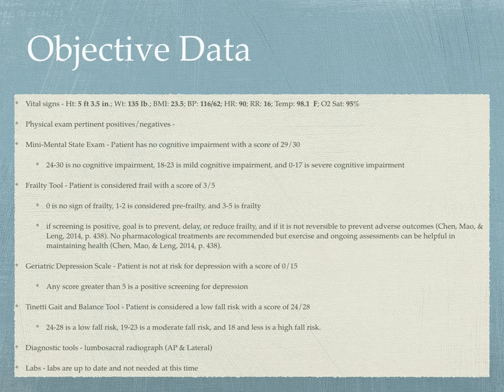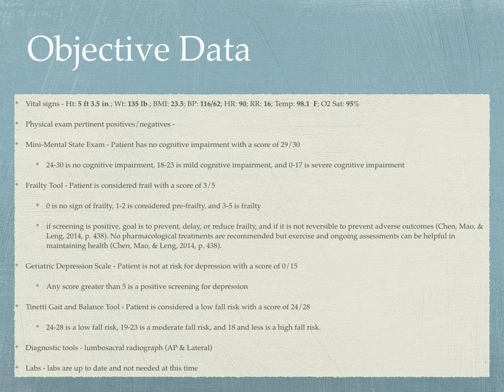The patient's vital signs include a height of 5 feet 3.5 inches, weight of 135 pounds, BMI 23.5, blood pressure 116/62, heart rate 90, respiration 16, temperature 98.1, and O2 sat of 95%. The physical exam of the patient mainly surrounded her orthopedic issues. It was a focused assessment.